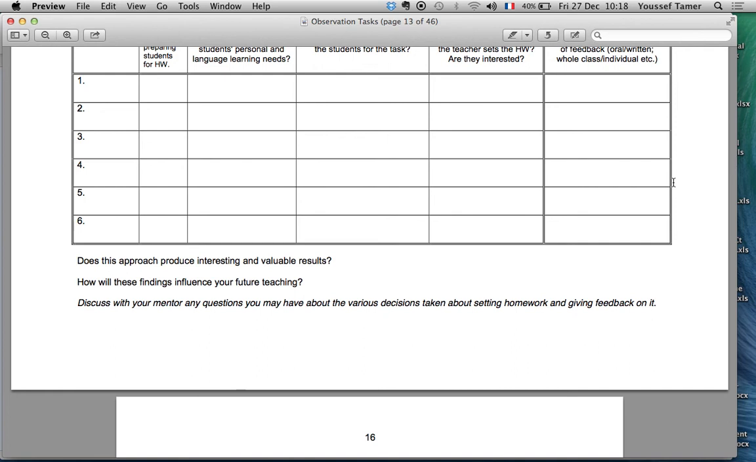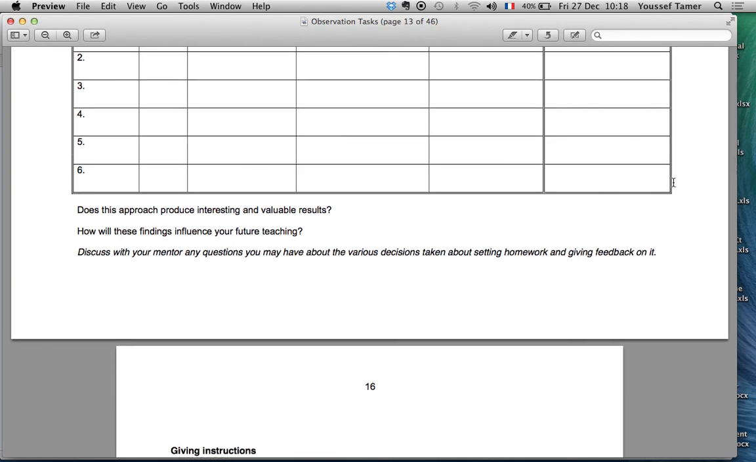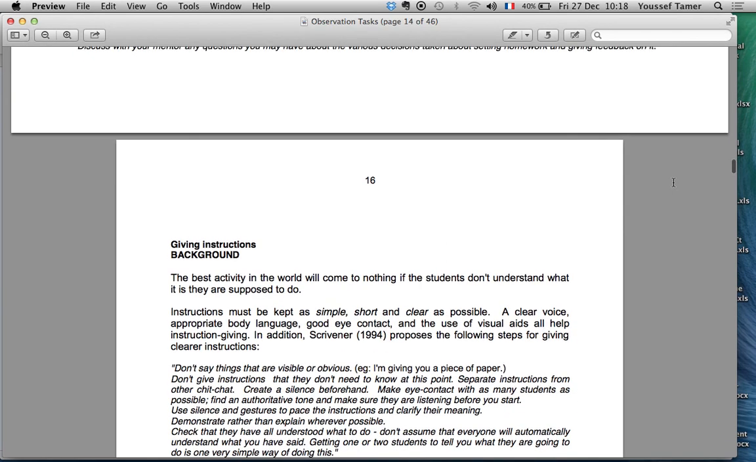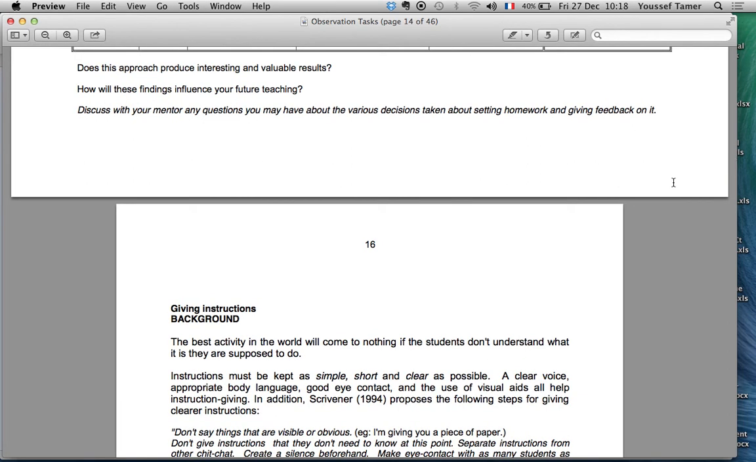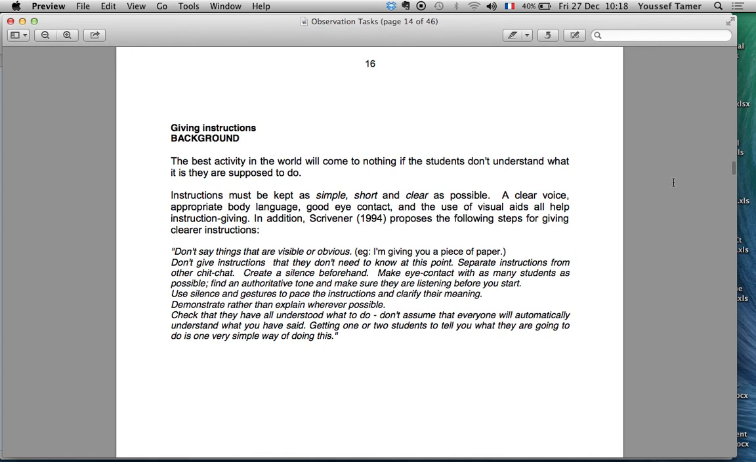Did this approach produce interesting and valuable results? How will these findings influence your future teaching, etc.? So those are some of the questions you can reflect on in your personal report. Another category you can focus on is giving instructions. Okay?